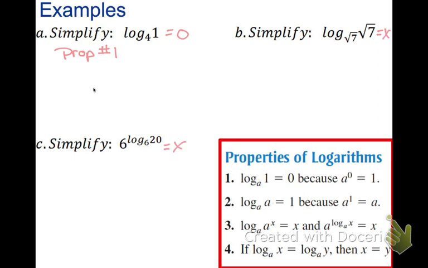So I have log base square root of 7 of the square root of 7. What's the exponent on the square root of 7? Not 0. It's 1. If it were 0, it'd be 1. So my answer is 1.